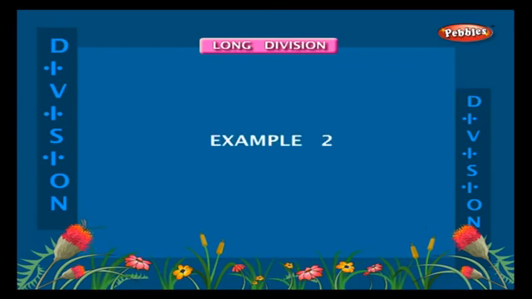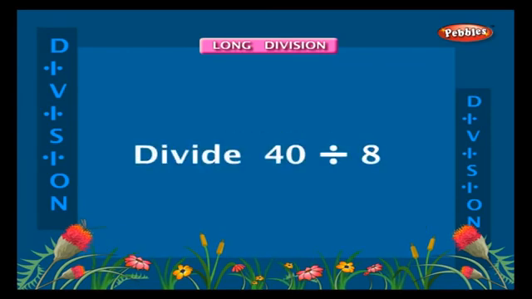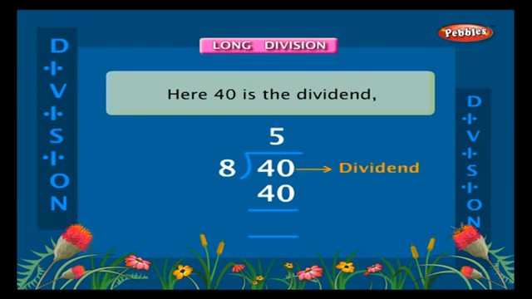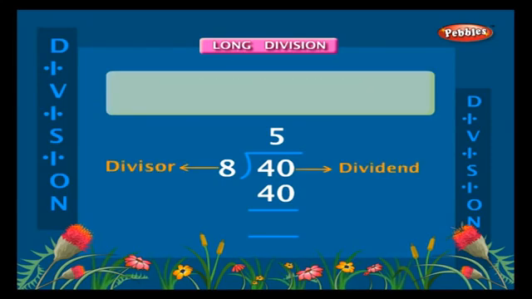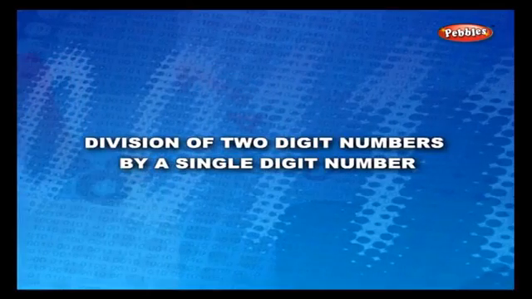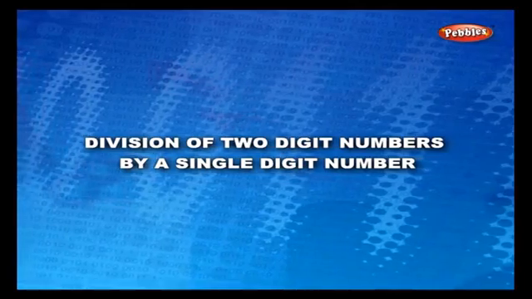Example 2. Divide 40 by 8. Use 8 tables here. 8 5s are 40. Here, 40 is the dividend, 8 is the divisor, and 5 is the quotient with no remainder. Division of two-digit numbers by a single-digit number.